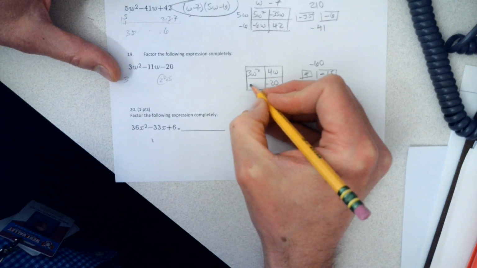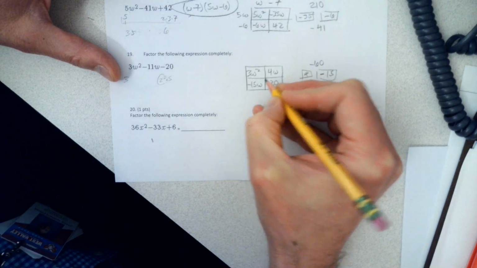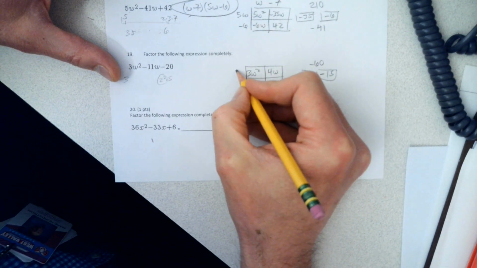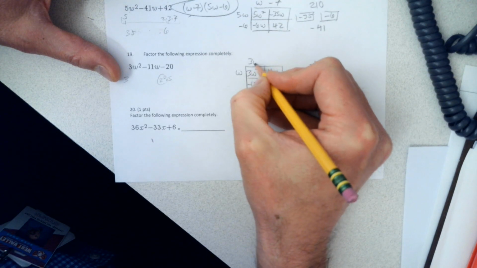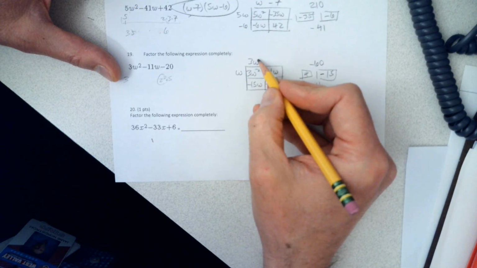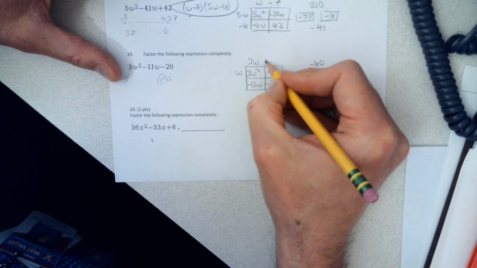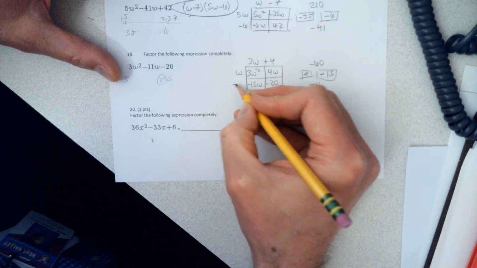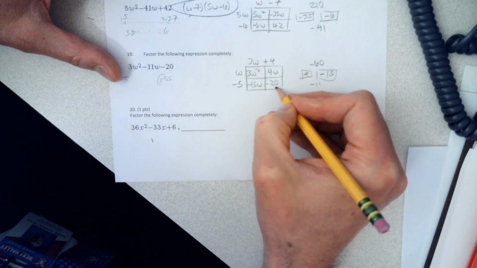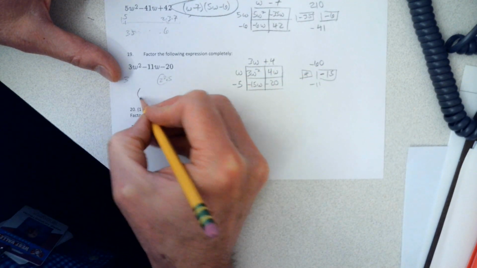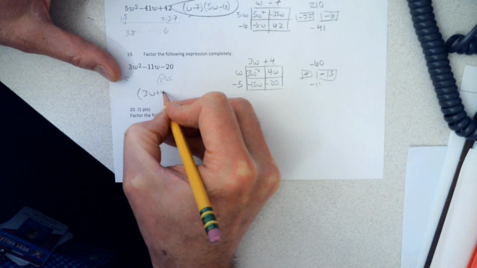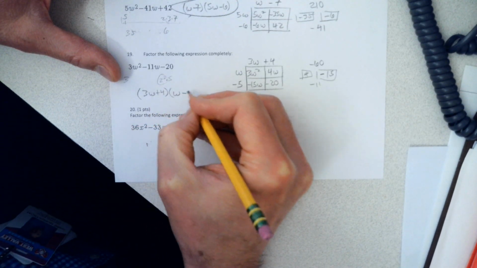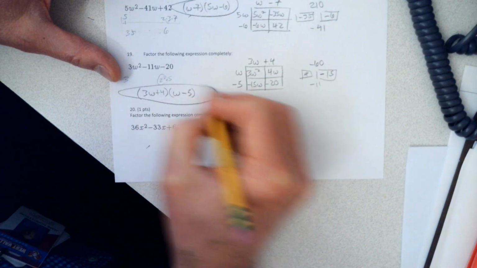So 4w, a negative 15w. These only have a w in common, so the 3 and the other w must have come from there, which makes this a plus 4, and that a minus 5. Negative 5 times 4 is negative 20, so I have 3w plus 4 and w minus 5.